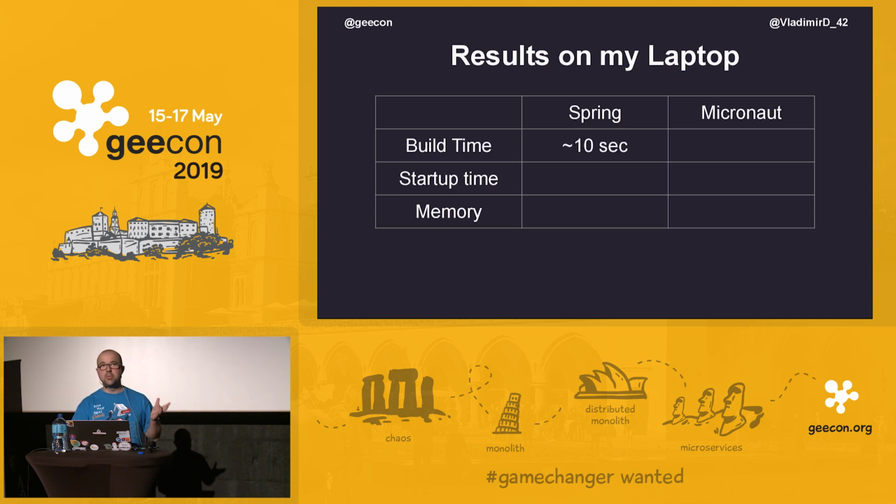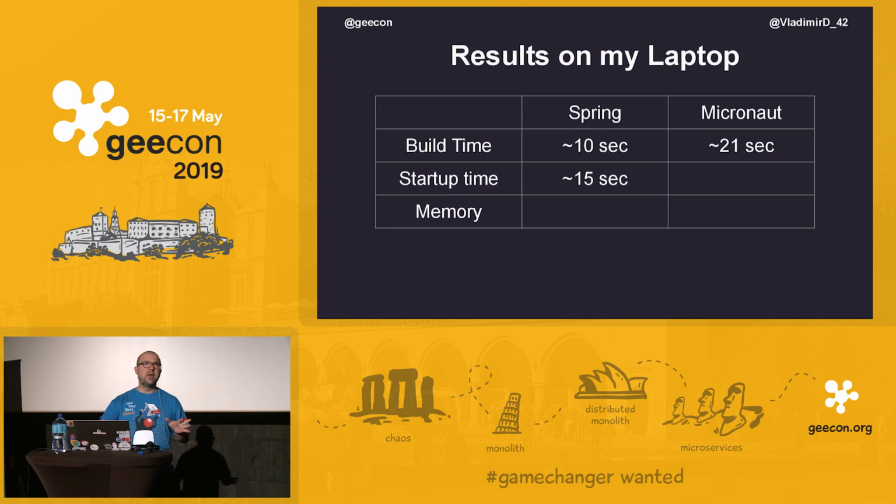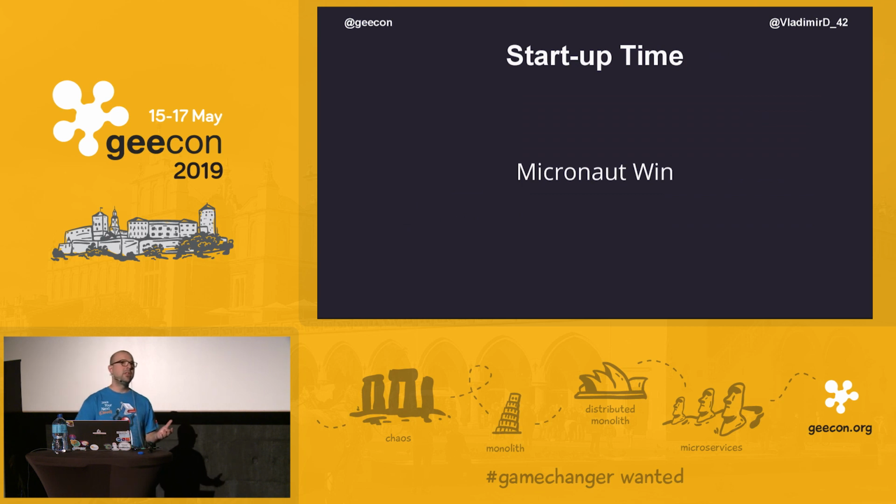So build time, for me, with Spring was usually around 10 seconds. Micronaut was around 21 seconds. When you think about what amount of work Micronaut needs to do, it doesn't come as a surprise. It does a lot of things for us during compile time. Okay, startup time. Spring started in roughly 15 seconds. Micronaut started in around 7.1 seconds. So it's at least twice as fast, at least in this example, which I would say means Micronaut wins. And again, this shouldn't come as a surprise, because Spring does a lot during runtime, at startup, while Micronaut doesn't.